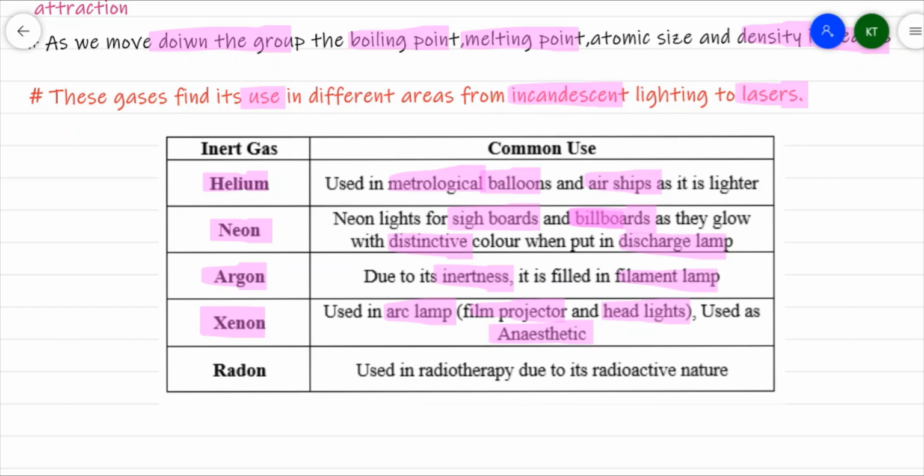Then radon is used in radiotherapy. Radon is basically a radioactive element. So we use it in radiotherapy in the treatment of some diseases, being radioactive in nature. So these are some of the general properties and uses of noble gases.